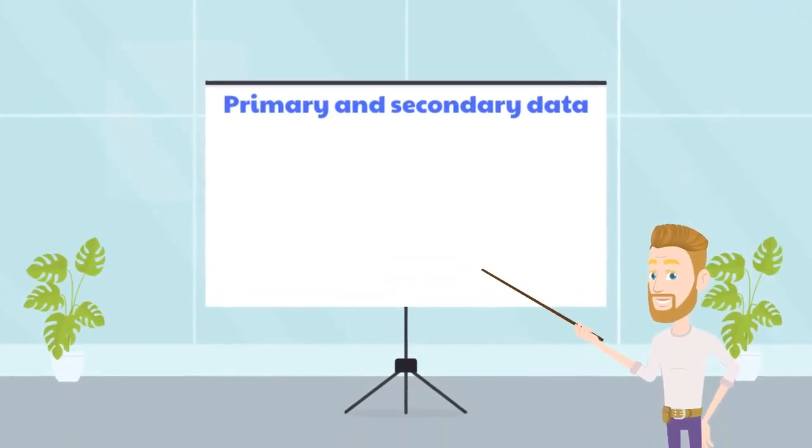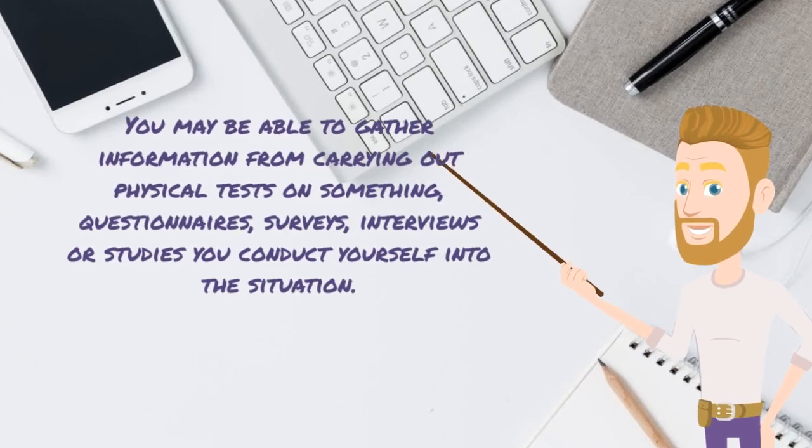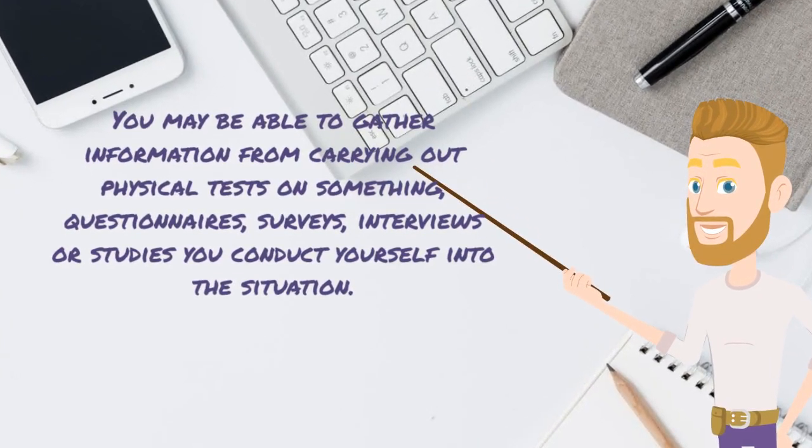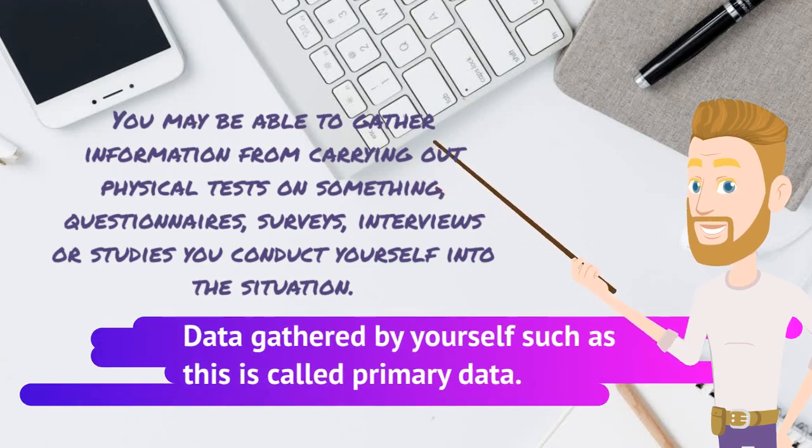Considering the context of a design, research into the different factors that will or could influence the design, and addressing the user and stakeholders' needs will require many different kinds of data to be collected. You may be able to gather information from carrying out physical tests on something, questionnaires, surveys, interviews, or studies you conduct yourself into the situation. Data gathered by yourself such as this is called primary data.